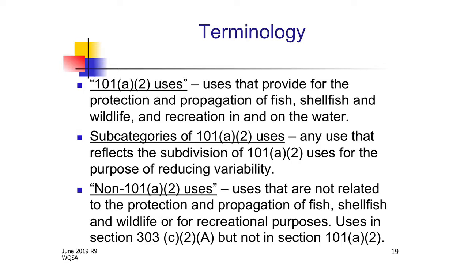Then we have non-101(a)(2) uses. These are uses not related to protection and propagation of fish, etc., or recreation. These uses include those listed in Clean Water Act section 303(c)(2)(A) but not in section 101(a)(2). That would be public water supply, agriculture, industrial, and navigation.